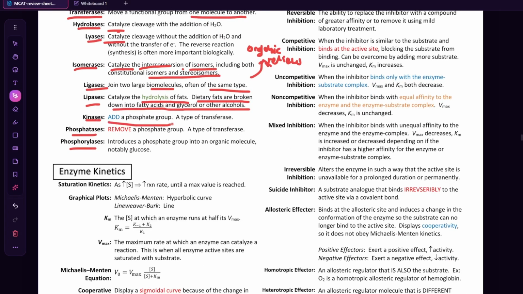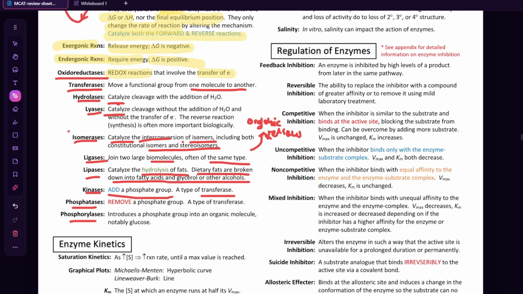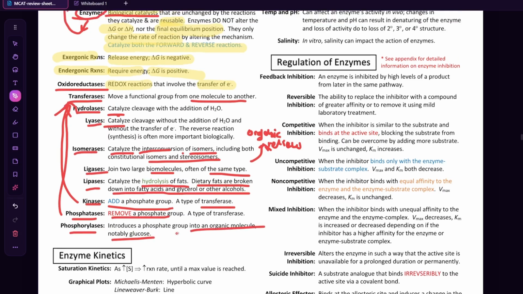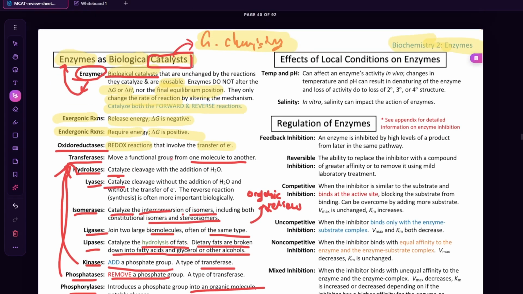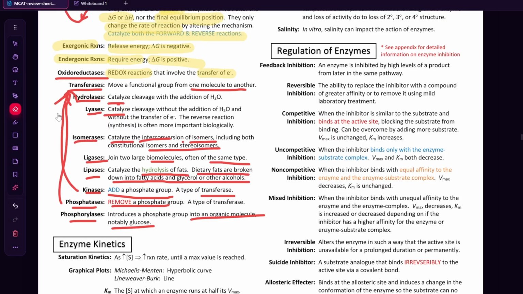Kinases can add a phosphate group, and it's a type of transferase. So this is a transferase: kinases, transferases. And then phosphatases remove, and it's also a type of transferase. And phosphorylases introduce a phosphate group into an organic molecule, notably glucose. So you have to know these different enzymes and what they're doing, and that's exactly what it's written down here. So that's why this is very high yield.